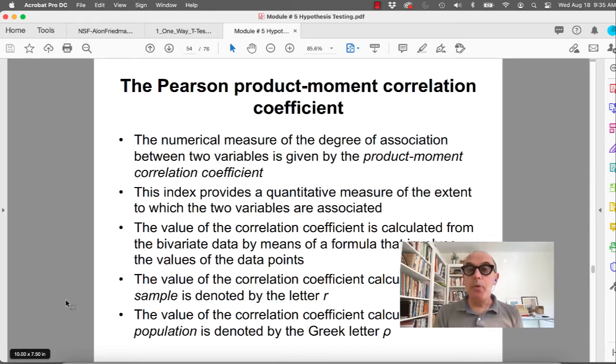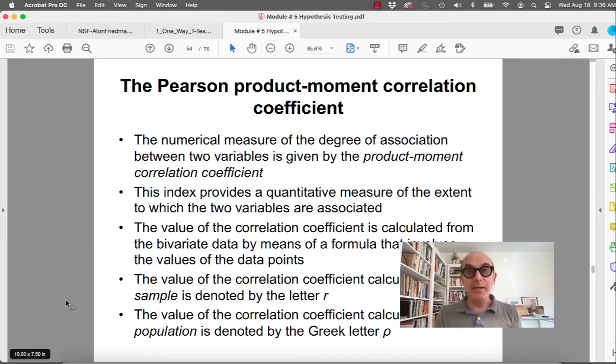The Pearson product-moment correlation coefficient is the numerical value of the degree of association between two variables. The index provides a measurement of the context in which the two variables associate. The value of the correlation coefficient is calculated from bivariate data, bivariate meaning that it consists of two variables only, by means of a formula that involves the data points. We use the letter R for the value of the correlation coefficient in order to come up with the result.